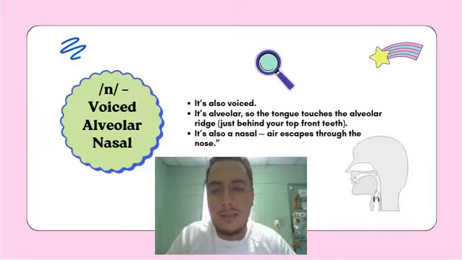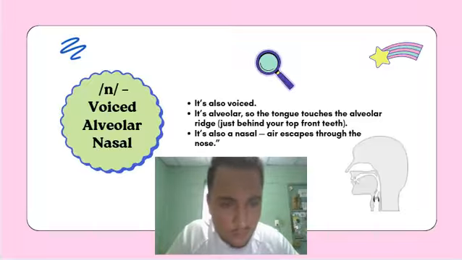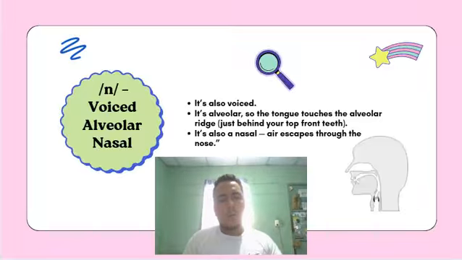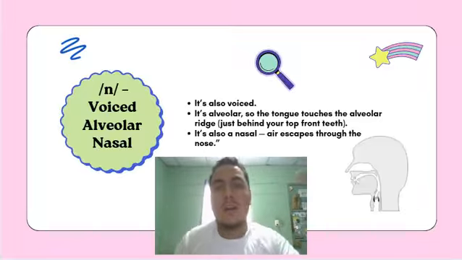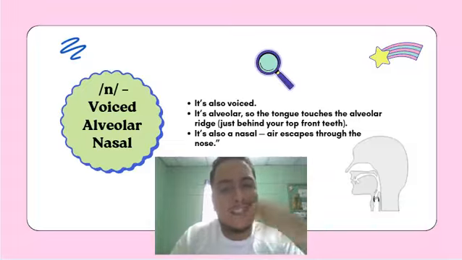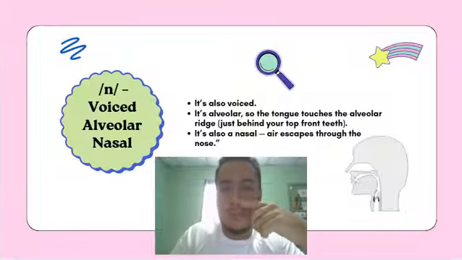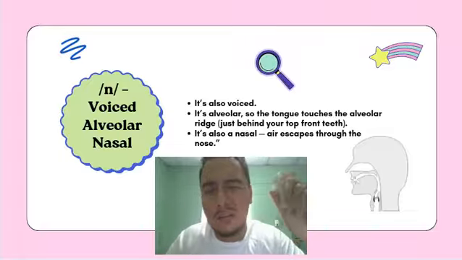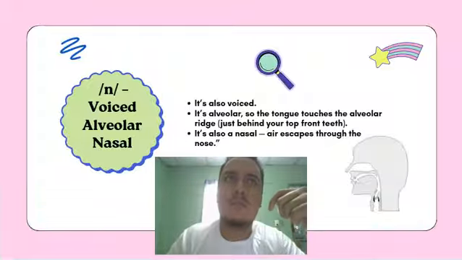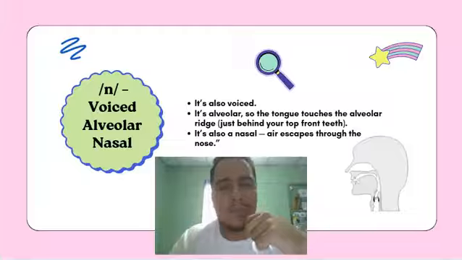Now let's look at the n. It's the same, a voiced alveolar nasal. It's also voiced, it's audible, and the tongue touches the alveolar ridge, used behind your teeth. It's also a nasal, the air escapes through your nose, but it's a little different from m, because in that sound you open your lips.